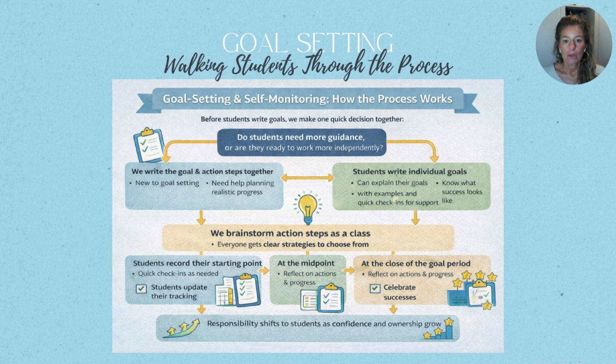Once the goal is set, students record their starting point. Each time there's a new data point, students update their tracking. And you can choose to have quick verbal check-ins about whether their action steps are working or need adjustment. At the midpoint, and again at the close of the goal period, students reflect on what worked, what didn't, and what they would try next. The process stays simple, and responsibility gradually shifts to students as confidence and ownership grow. There are more tips and suggestions, as well as 3 different goal recording sheets in this tool. It'd be helpful to read it closely.